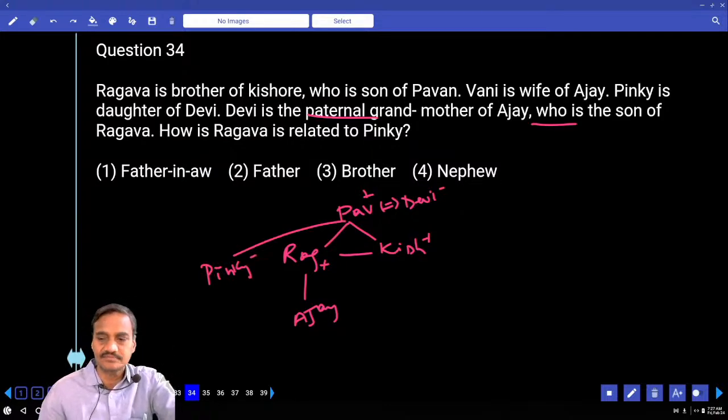Then how is Raghava related to Pinky here? Now Raghava is the brother of Pinky. Pinky, Raghava and Kishore are siblings, and out of which Raghava is a male, hence brother, that is choice 3, question number 34. Then coming to question number 35.